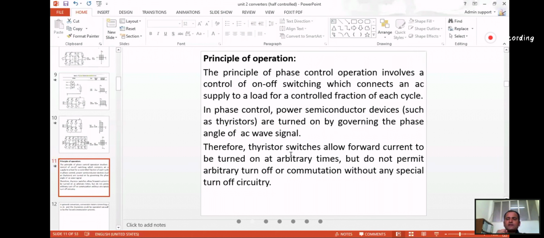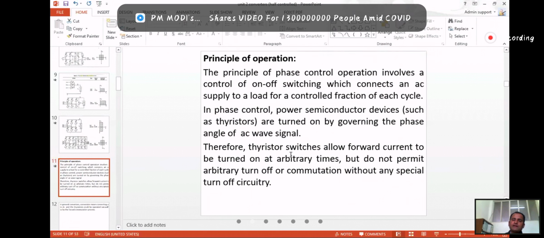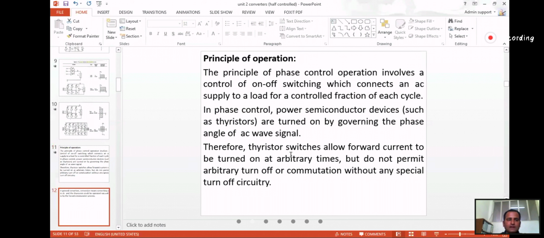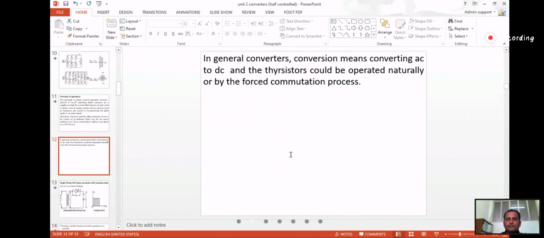We cannot have automatic commutation on this circuit. You need a special arrangement to switch off this SCR, which we have already discussed in the first unit. You need a separate commutation circuit. In general, conversion means converting AC to DC, and they use a forced commutation process in this case. I think I'll stop here.